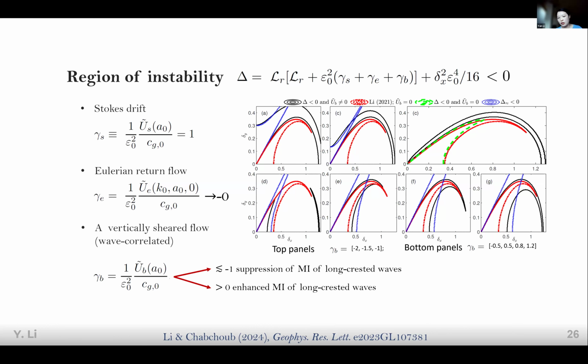Because of the third term, we find that when gamma B is smaller than -1, we could have the suppression of modulation instability. And when gamma B is larger than 0, this will lead to enhanced modulation instability. And gamma B being a magnitude of -1 means this is the same magnitude as the Stokes drift, which means it's second order in wave stiffness. So this was exactly the one that I mentioned before for the second order mean wave flows. So this term can be used to represent the effects of the second order mean waves especially.